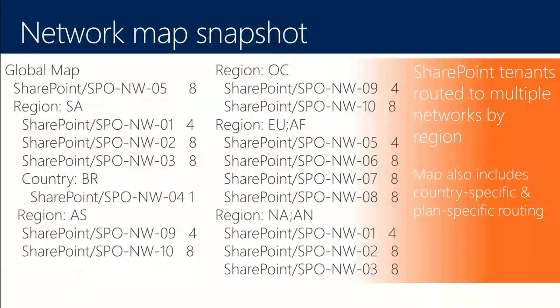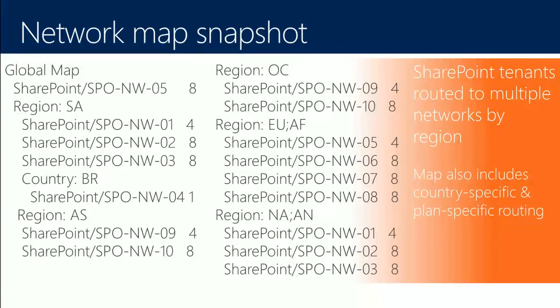And let me illustrate this with a visual here. This is a snapshot of our network map. I've changed the data around and simplified it to make it a little easier to read, but the fundamentals of the schema are there. The way to interpret it, for example, if we zoom in on the SA portion for South America, you can see that tenants in that region of South America are being routed effectively to 3 distinct networks, noted here by 1, 2, and 3 in this example.